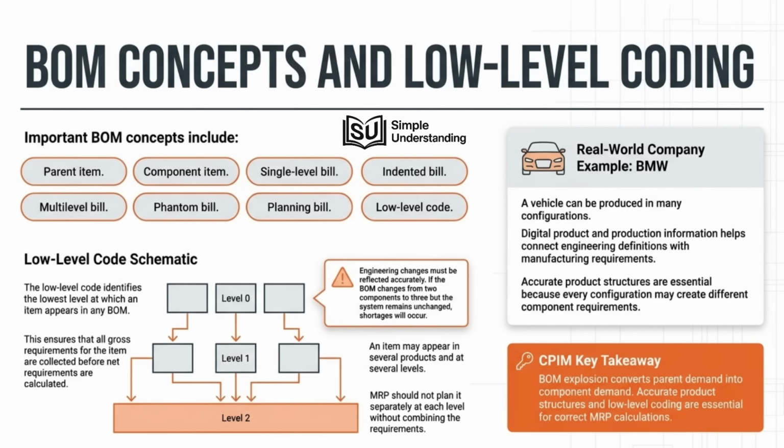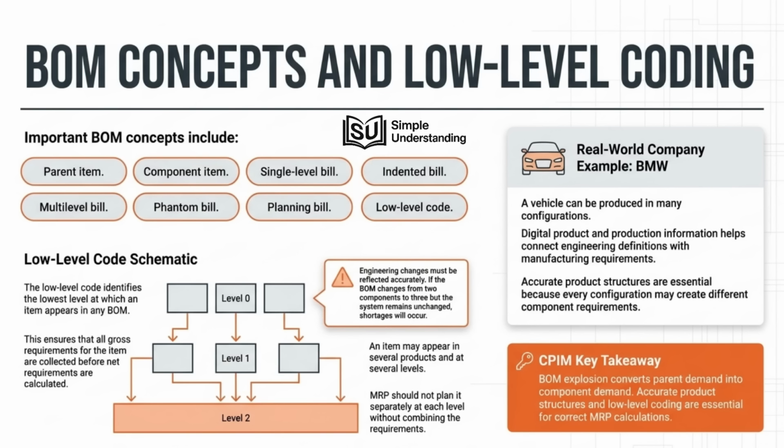This ensures that all gross requirements for the item are collected before net requirements are calculated. An item may appear in several products and at several levels. MRP should not plan it separately at each level without combining the requirements. Engineering changes must be reflected accurately. If the BOM changes from 2 components to 3, but the system remains unchanged, shortages will occur.